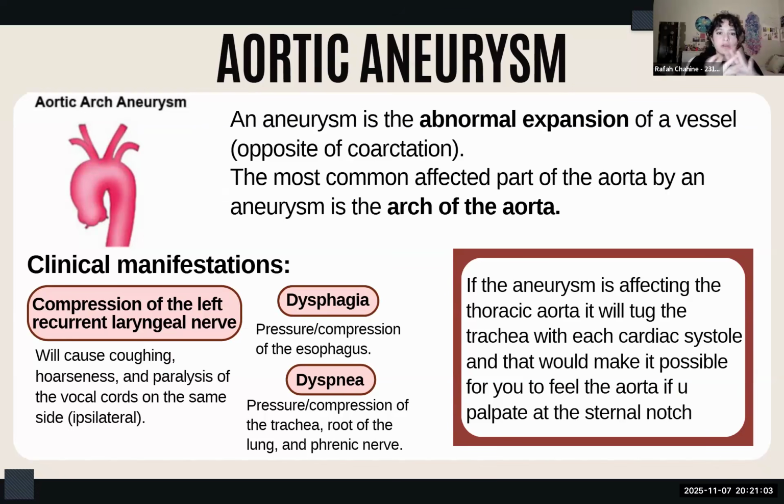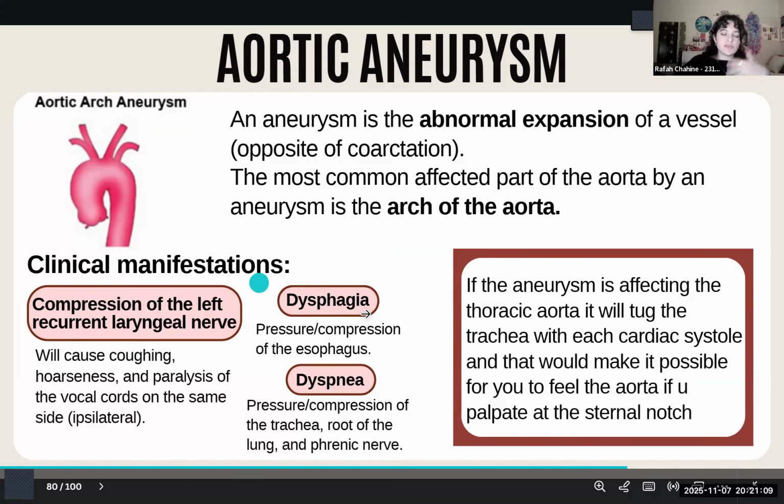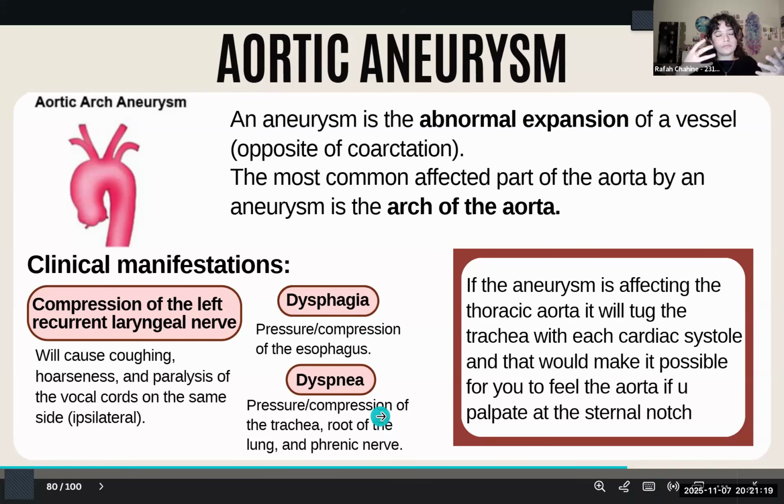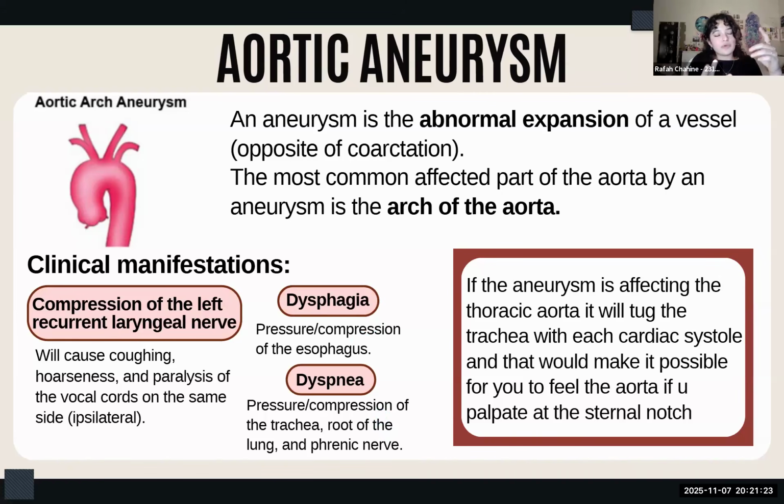What else is around the aorta? We have structures like the trachea and the esophagus and a bunch of other very important vessels and nerves. These patients can also experience dysphagia. This dysphagia is difficulty swallowing. Why? Because there's pressure and compression on the esophagus. Dyspnea is abnormal breathing. Why? Because of the phrenic nerve, for example. It's compressing the trachea, it's compressing the root of the lung and a bunch of stuff.